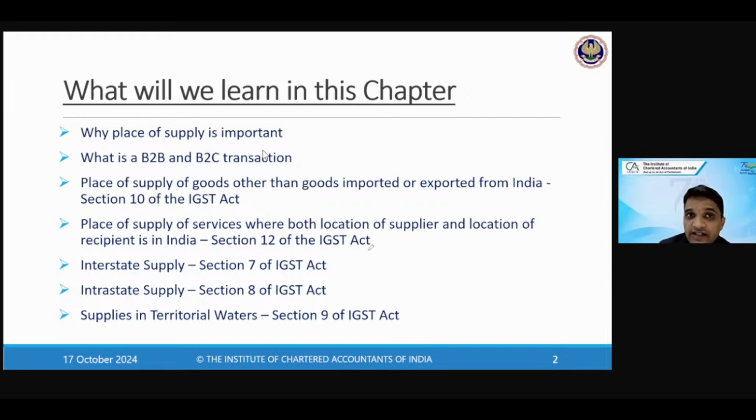Interstate supply. What is an interstate supply? We had read in the Constitution that Constitution gave power only to the central government to decide what is an interstate supply. So that is there in Section 7. Section 7 also we'll go through in this chapter to understand what is an interstate supply. And in Section 8, we will understand what is an intrastate supply. And supplies in territorial waters, that also we will see in Section 9. So this is the agenda for this chapter, what we will deal with.